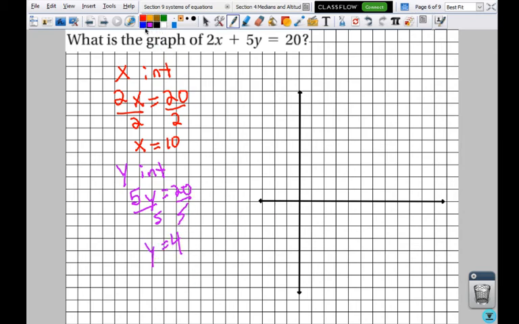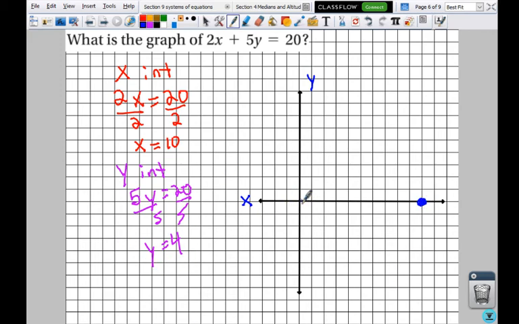Okay, that's everything I need to graph this. I'm going to start with my x-intercept. It's going to cross the x-axis at 10. So I got my x's left and right, y's up and down. Since it's at 10, I'm going to go 1, 2, 3, 4, 5, 6, 7, 8, 9, 10. And I'm going to put my dot for my x-intercept.